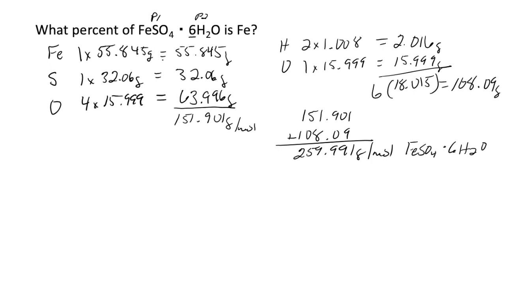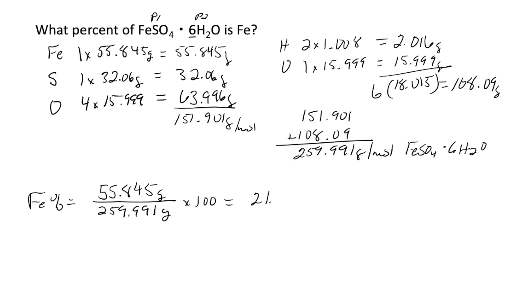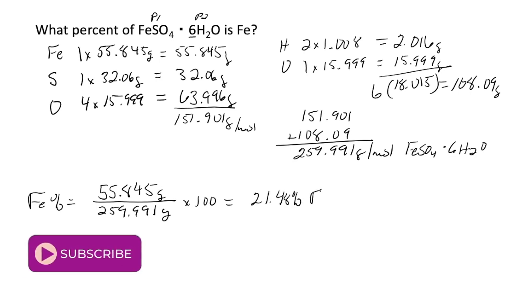Now that we have the mass of the iron in the compound and the mass of the total compound, we can take these components and plug it into the equation to find our percent mass of iron in the compound. On top, we will put the mass of the element in the compound, which is 55.845 grams of iron in this compound, and we're going to divide that by the total mass of the compound, which was calculated to be 259.991 grams, and multiply that by 100. And we have 21.48% of iron in this hydrate.